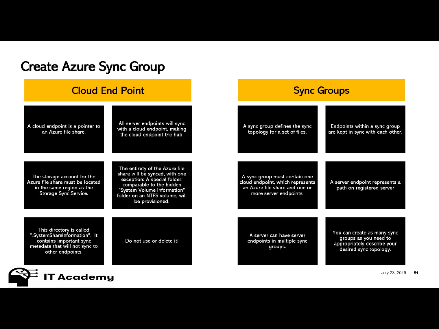The entirety of the Azure storage share will be synced with one exception. A special folder is created that's called System Volume Information. So that folder will not be synchronized. Essentially, that System Volume Information stores information that's proprietary to the NTFS volume type, which isn't used by Azure Storage, so we don't need to replicate that information. It just gets ignored.